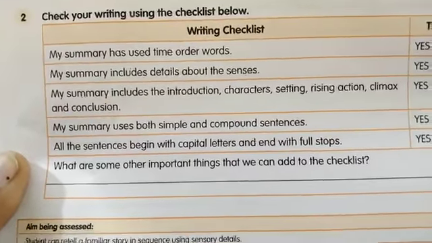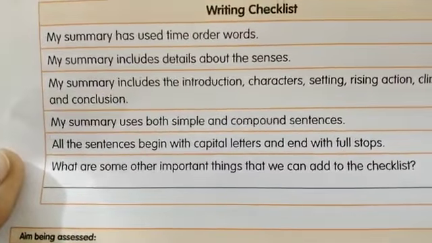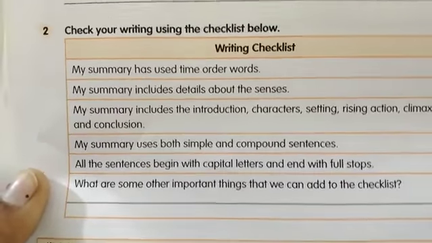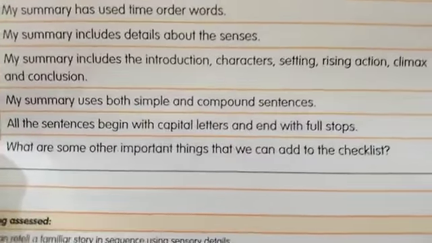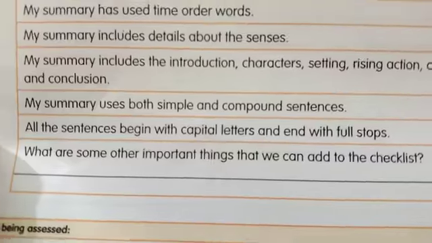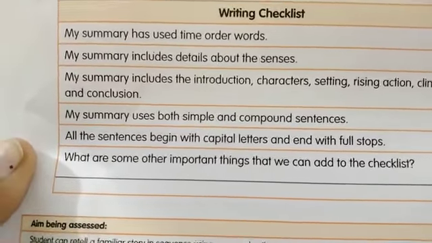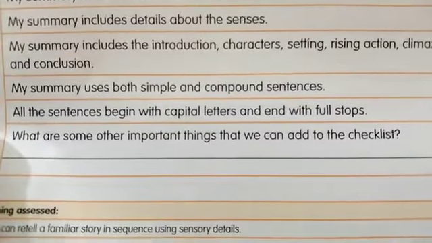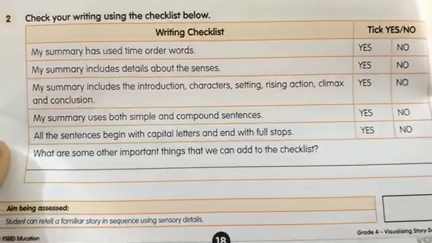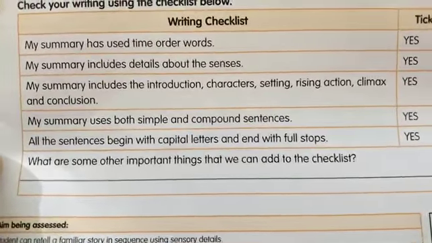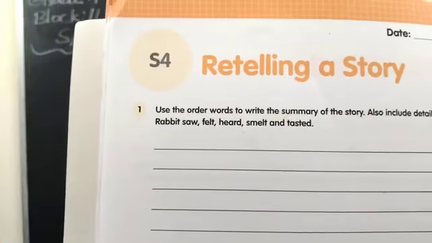Compound sentences are the sentences which contain the FANBOYS, that means the conjunctions. Try to use the conjunctions in between, and you can write some simple sentences according to the usage. And you want to check that all your sentences begin with capital letters and they must end with full stops. And some important things that we can add to the checklist. If you want to still add something, basing on that you can write one sentence here. What is really required to write a paragraph on the summary.